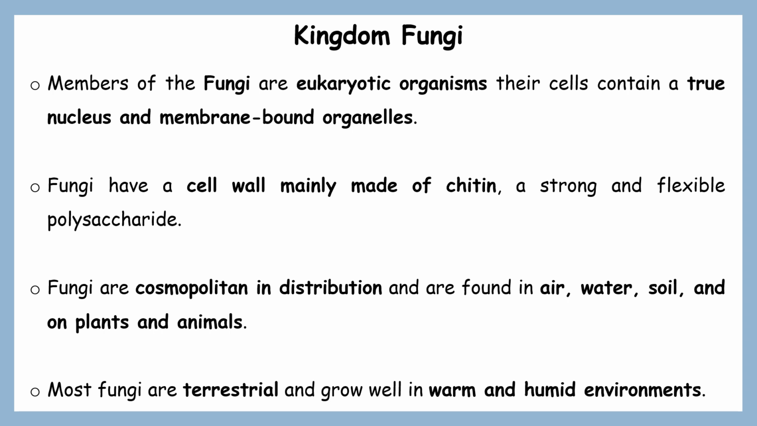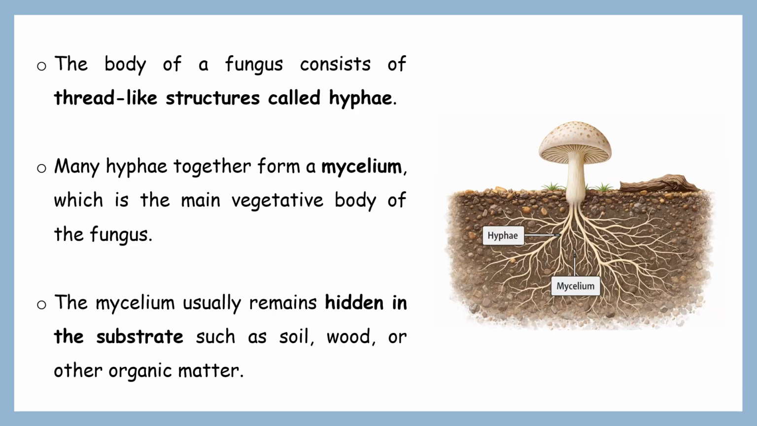Members of the fungi are eukaryotic organisms. Their cells contain a true nucleus and membrane-bound organelles. Fungi have a cell wall mainly made of chitin, a strong and flexible polysaccharide which is available in nature. Fungi are cosmopolitan in distribution and are found in air, water, soil, and even on plants and animals also. Most fungi are terrestrial and grow very well in warm and humid environments.